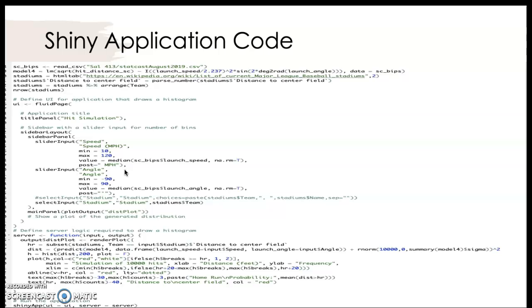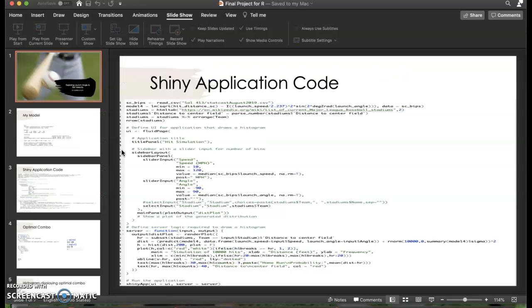I also added the distance to center field for each stadium so we can see which hits are homers in which stadiums, which is a really cool part of it. I did that by just going on Wikipedia and finding the distance to center field for each stadium and then adding it into the function. The model's pretty cool because it also highlights in red which is a home run. So let me show you exactly how that works.